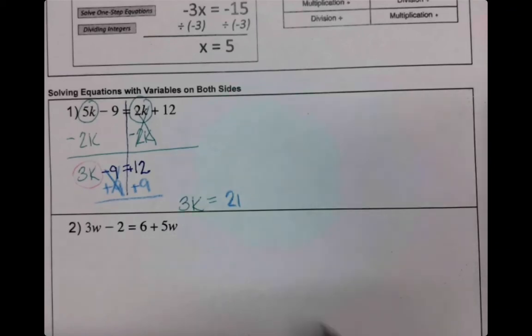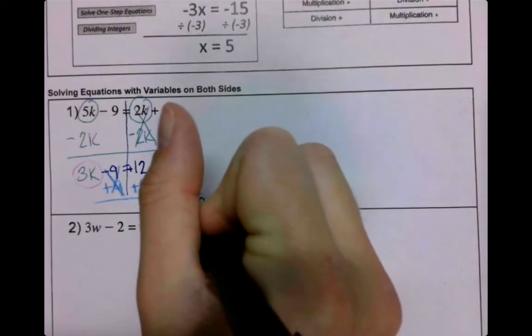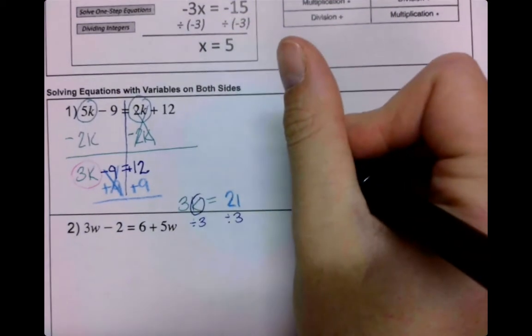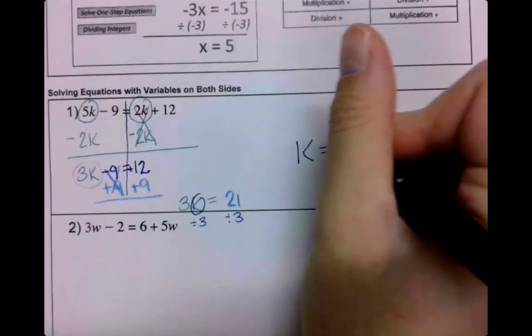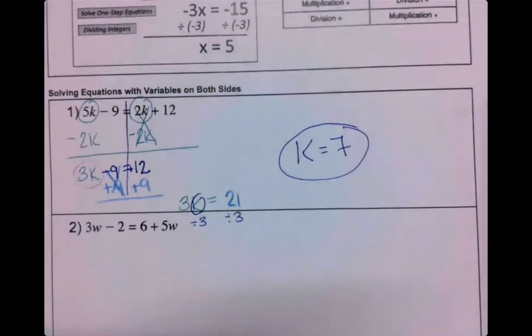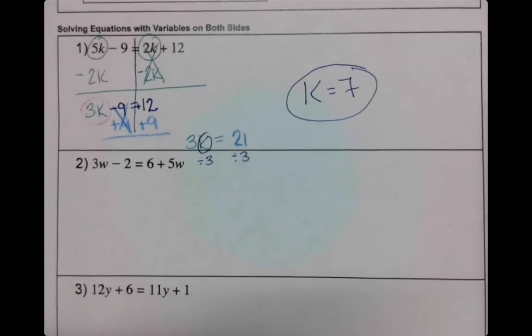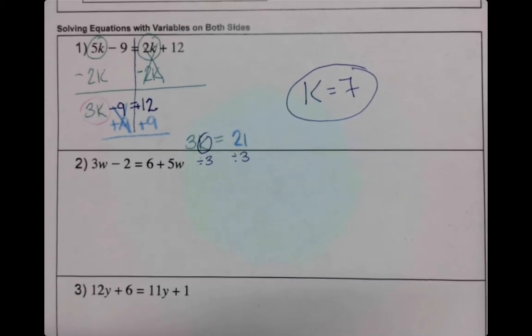How do I get that K to be by itself? Well, I just divide by 3 here, divide by 3 here. So I have K equals 7. And that's it. That's all I'm looking at. Okay? So now I'm going to ask for your help as we go through the other ones.